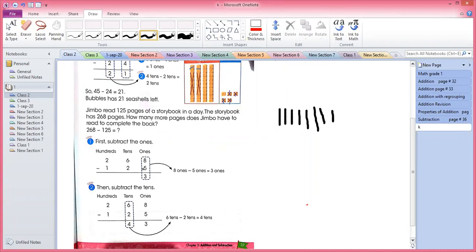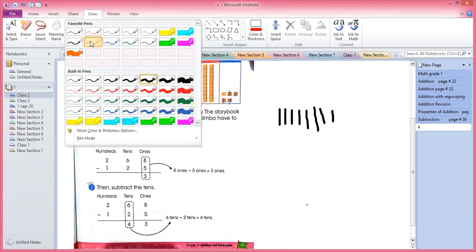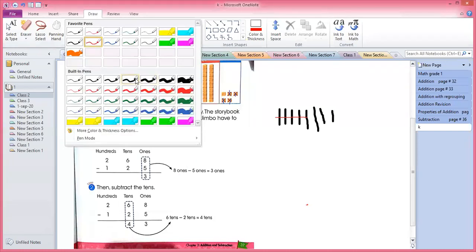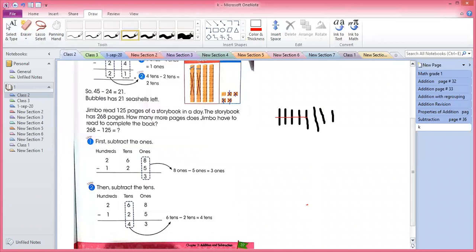And how many do you need to cut? 5. You need to minus 5, so you will cut down 5. 1, 2, 3, 4, 5. So 5 are cut now. How many are remaining? I'll count 1, 2, and 3. So I'll write 3. Okay. Same for the next.